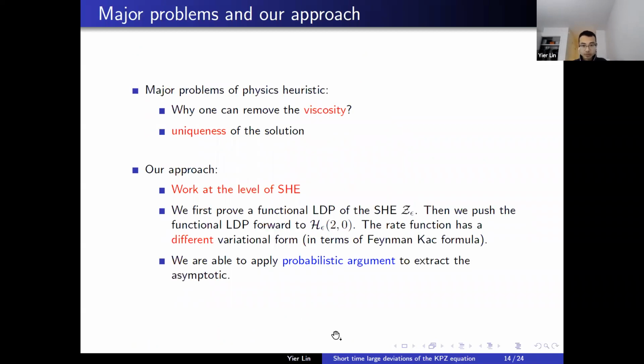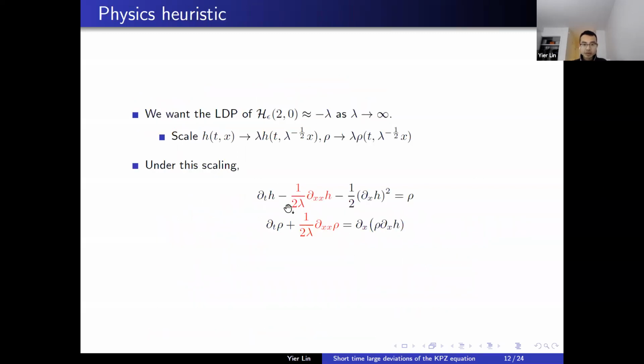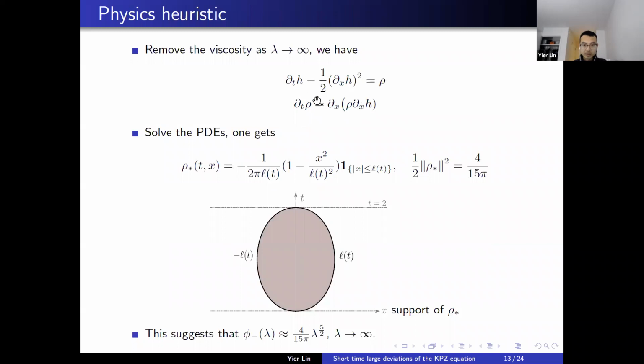But actually, there are certain problems with this physics heuristic. From the point of view of mathematics, the first thing is why you can remove the viscosity. In other words, why indeed you would expect the solution to this pair of PDE, with the second order derivative, really goes to the solution for this pair of PDE without the second order derivative, as you take lambda goes to infinity.